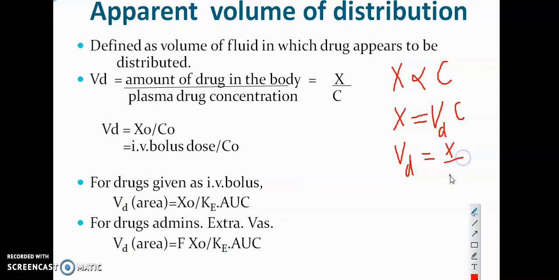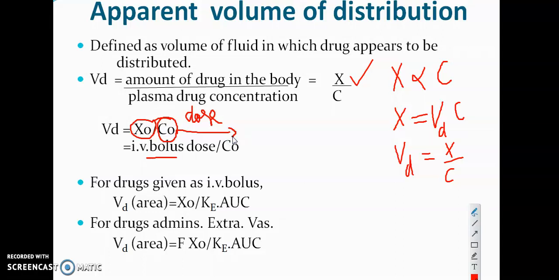So finally we have arrived at the same equation: VD is equal to X over C. Now X, in case of IV bolus, this X naught represents the dose of the drug which we have administered. Say if I have administered a tablet containing 500 mg of paracetamol, then this 500 mg is the dose of the drug, and C naught is the initial drug concentration, meaning after administering the drug, whatever concentration is there in the blood is called the initial or original drug concentration.